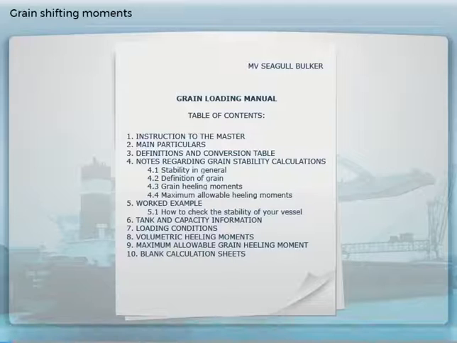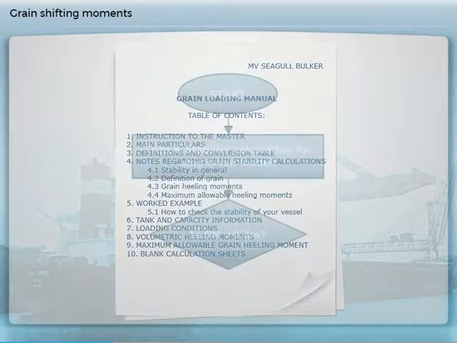The grain loading manual, carried on board every ship that intends to load grain, is an appendix to the ship's stability information book. The grain loading manual must meet the requirements of the International Grain Code. The manual provides explanatory notes and a worked example of grain stability calculations to help the ship's personnel to fully understand the calculations. Complete stability and longitudinal strength outputs are given for a range of typical loading conditions.